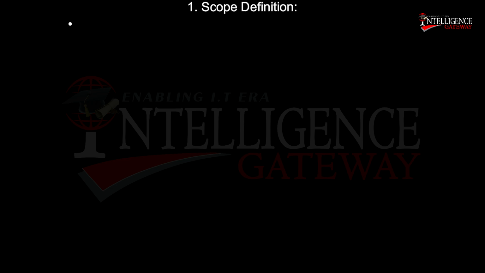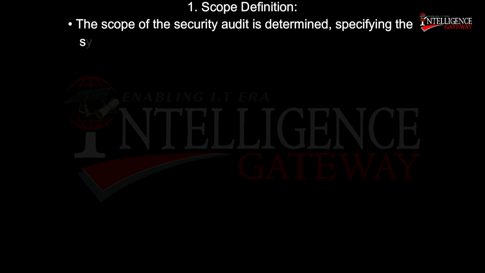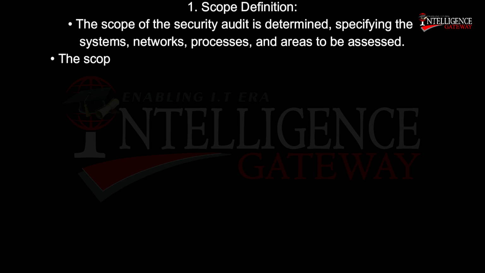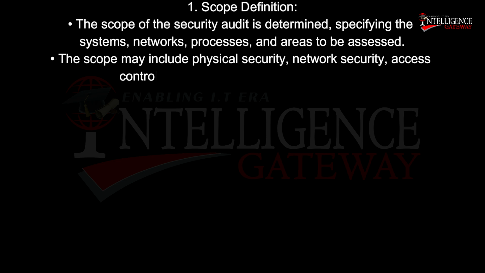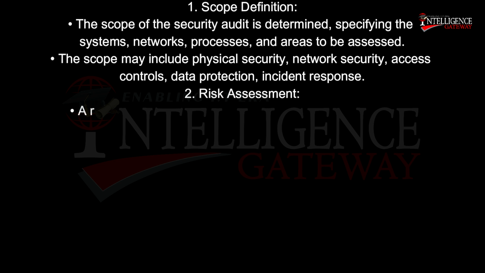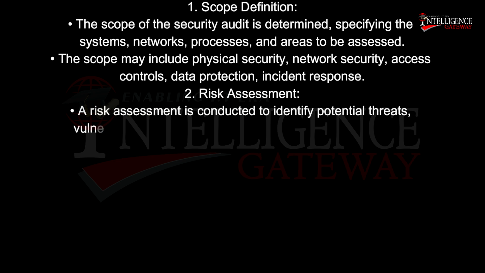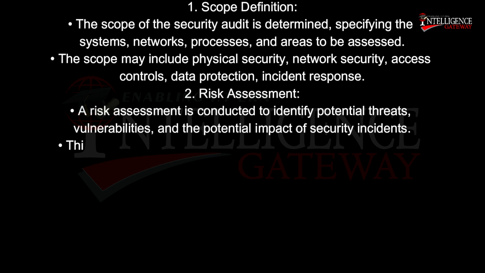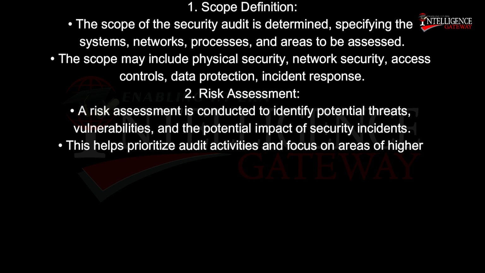1. Scope definition. The scope of the security audit is determined, specifying the systems, networks, processes, and areas to be assessed. The scope may include physical security, network security, access controls, data protection, incident response. 2. Risk assessment. A risk assessment is conducted to identify potential threats, vulnerabilities, and the potential impact of security incidents. This helps prioritize audit activities and focus on areas of higher risk.